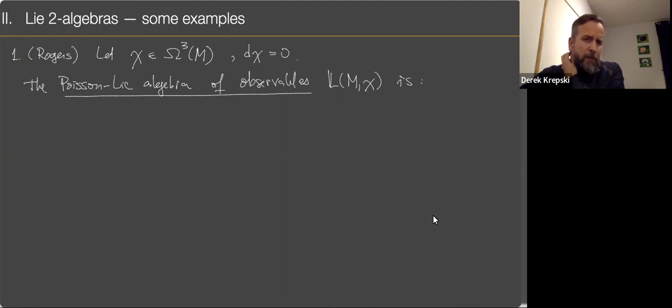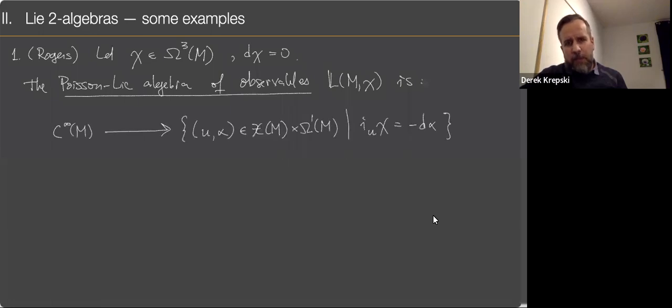So given a closed three-form on a manifold, we can form the Poisson Lie 2-algebra of observables, and so it's some two-term chain complex. Here it is. In degree 1, it's just smooth functions on M, and in degree 0, we have pairs of a vector field and a one-form that satisfy this equality here. This might remind you, if you're familiar with symplectic geometry, we'd say in 2-plectic geometry that the vector field U is Hamiltonian with Hamiltonian one-form alpha. So sort of one step down.